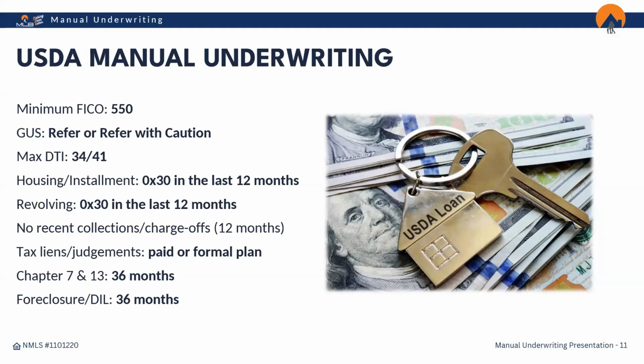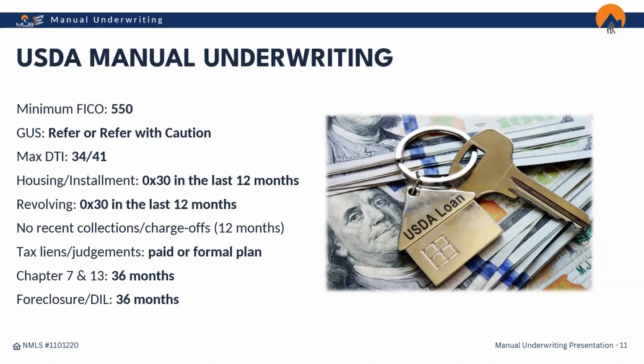USDA has the highest FICO requirement, so it's a 550 minimum for USDA. They have a max DTI of 34/41. So even with compensating factors, USDA has that cap of 34/41. So keep that in mind. You can't go any higher than that on USDA. For any type of late payments, you can't have any type of lates, whether it be housing, installment, revolving, all of that, no lates at all in the last year. So nothing in the last 12 months. No collections or charge-offs in the last 12 months.